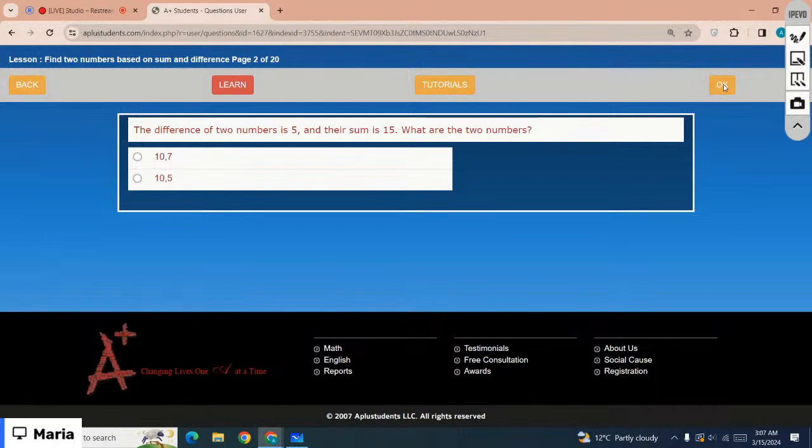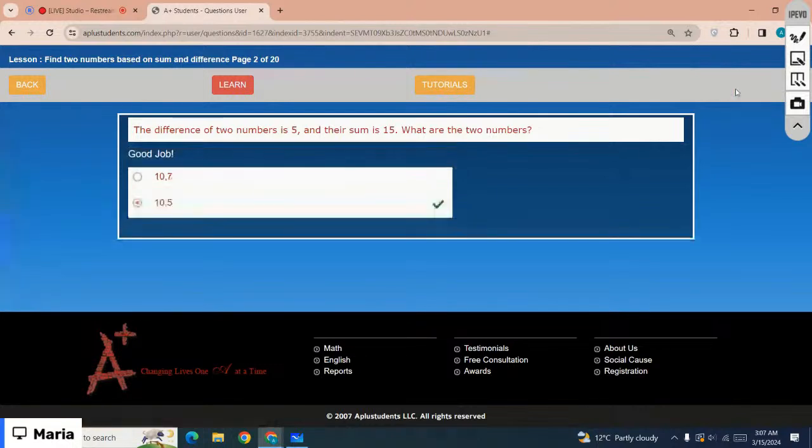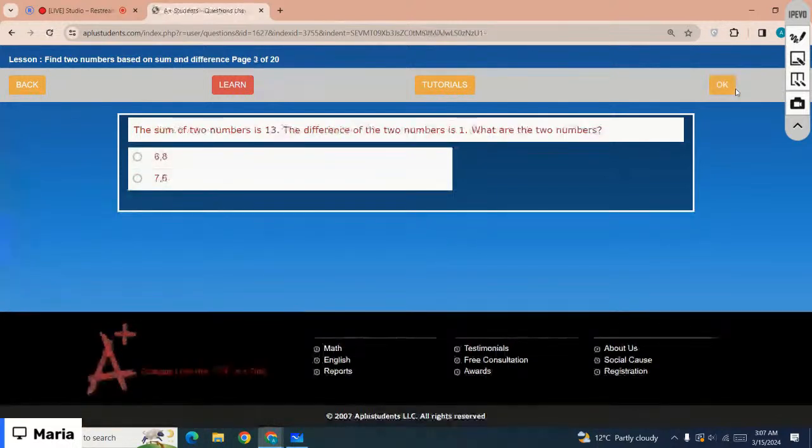Yes, the correct option is very good. 10 and 5. When you add them, 10 plus 5 is 15, and when you subtract them, 10 take away 5 is 5. So the correct option is option number 2, that is 10 and 5. The sum of two numbers is 13 and the difference of the two numbers is 1. What are the two numbers? You have to find the two numbers. When you add them, they make 13.